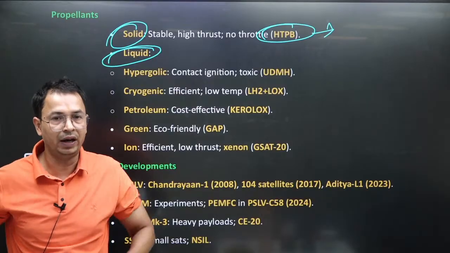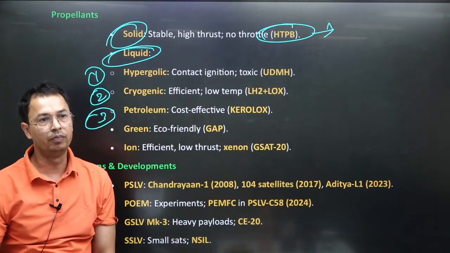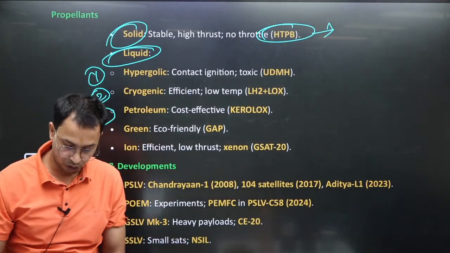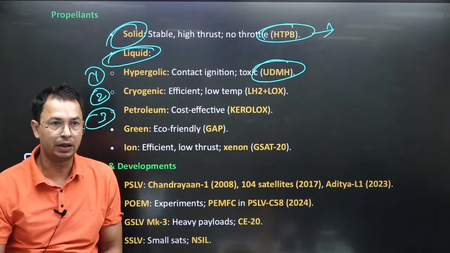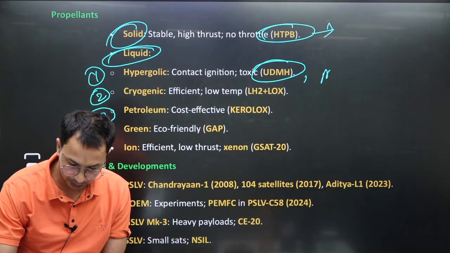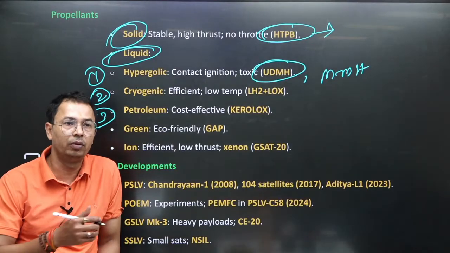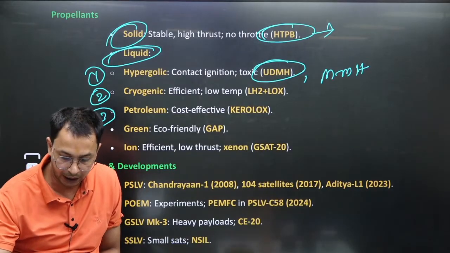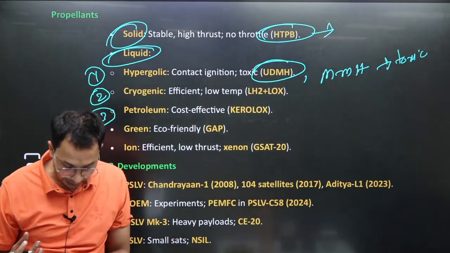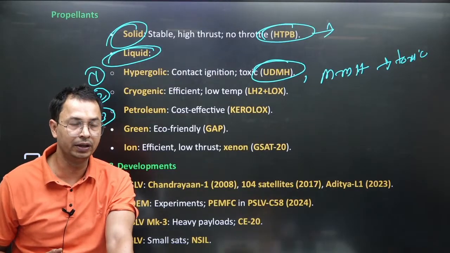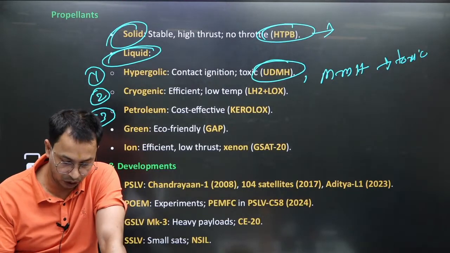Then liquid fuel. In the liquid we will have 3 types of fuel. First is hypergolic fuel, second is cryogenic fuel, third is petroleum fuel. In the hypergolic fuel we will use UDMH, that is unsymmetrical dimethyl hydrazine, or we will use MMH, that is monomethyl hydrazine. The problem with the hypergolic fuel is that they are toxic in nature. Because of the hypergolic fuel there can be cases of cancer. It means hypergolic fuel is carcinogenic, and they also deplete the ozone layer.